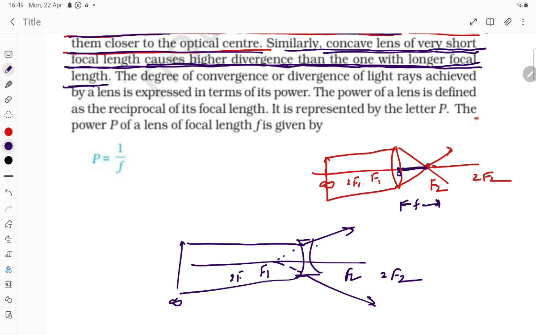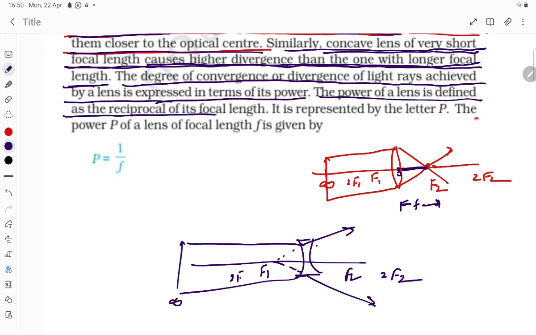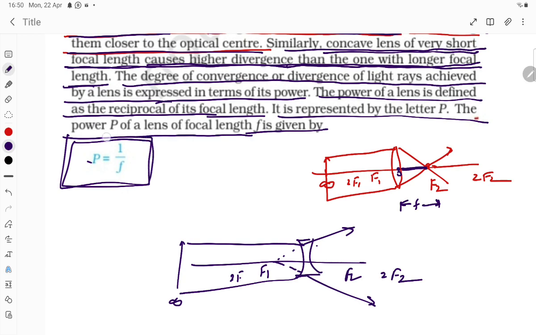So the point is, similarly, a concave lens of very short focal length causes higher divergence than one with a longer focal length. The degree of convergence or divergence of light rays achieved by a lens is expressed in terms of power. The power of a lens is defined as the reciprocal of its focal length. It is represented by the letter P. The power P of a lens of focal length F is given by P equals 1 by F. So the degree of convergence or divergence is studied under the term power of a lens, student.